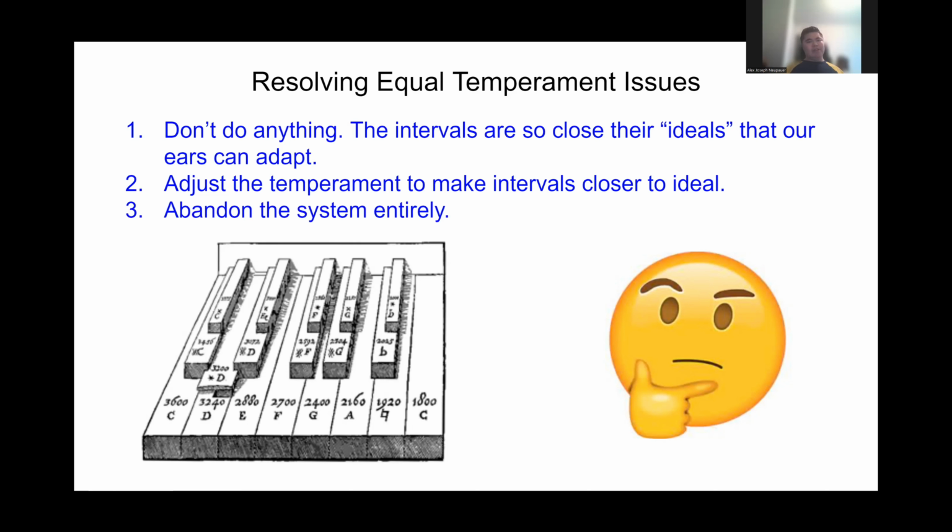Our third option is to just not even use the system, just abandon it entirely. There are other musical systems throughout the world that have really focused on preserving these perfect intervals and not worrying about equal temperament. But of course, without equal temperament, you run into some of the other challenges that I had previously alluded to.